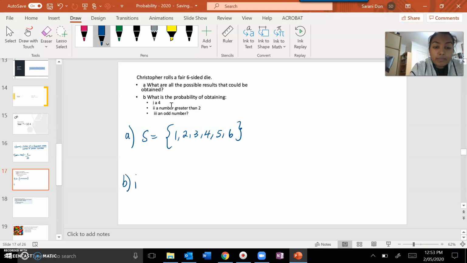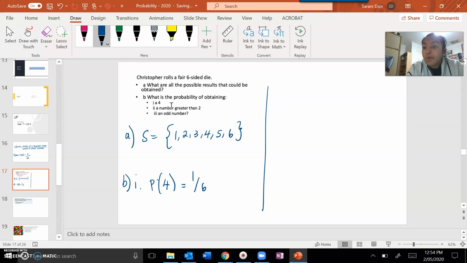B, part 1. What is the probability of obtaining a 4? So make sure it's asking you how many 4s are there in this question. In this scenario, there's only one 4. So this is how you write the question out. You write P bracket, obtaining a 4, equals 1/6 because there's only one 4. So the chance of him getting a 4 is 1 out of the 6 chances.